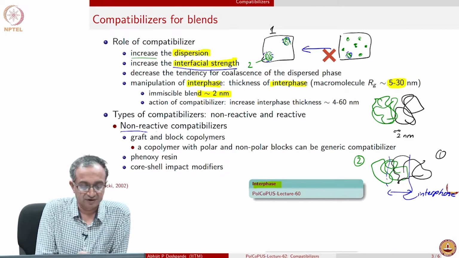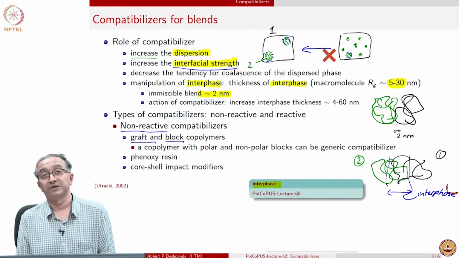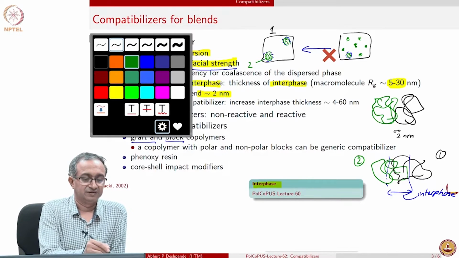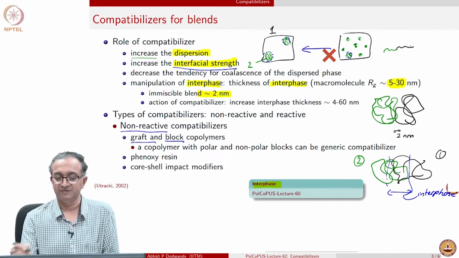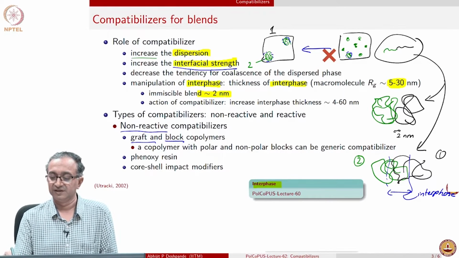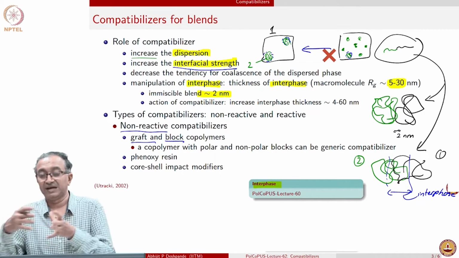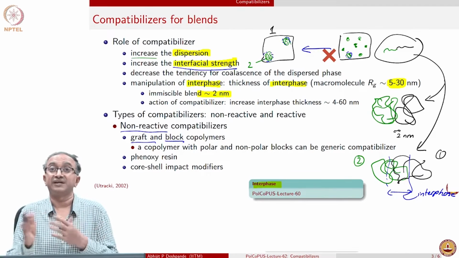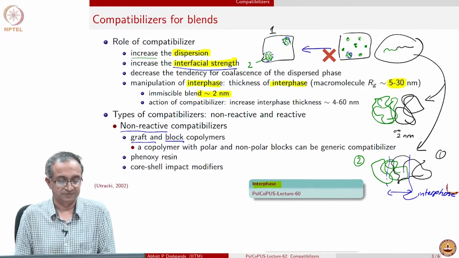So, let us just look at non-reactive compatibilizers first. Block copolymers or graft copolymers are quite popular. What that does is, if I make a block copolymer which looks something like this, so I have a green macromolecule block, and then I have the black. If I add this molecule in such a mixture, this green macromolecule part will be in the green polymer domain and the black part will be in the black domain. So, effectively now I have a molecule which is connecting both of the domains, and this will naturally lead to an increase in interfacial strength.